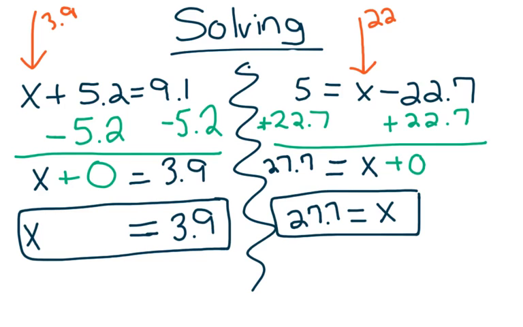And if I wanted to check my work, I could go back to the variable and put in 22.7, and put in 27.7, and I would find that 27.7 minus 22.7 equals 5. So you can prove that your answers are right. It's the best thing about algebra. You never have to wonder. You can always know.